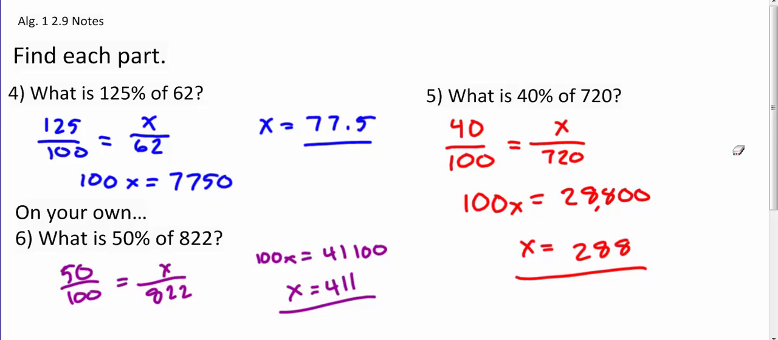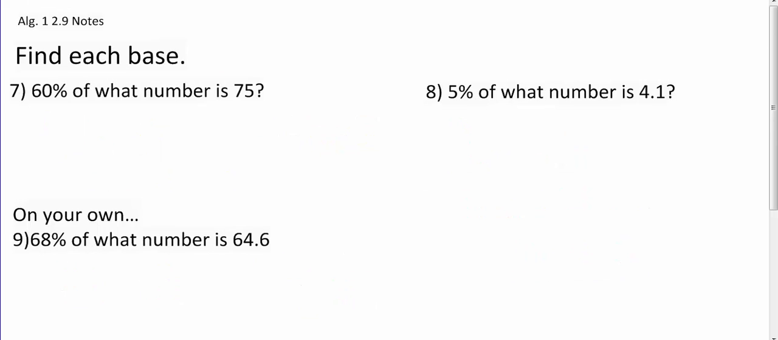I'm showing you this proportion method because there are times when the way we ask the questions could get a little confusing as far as which number goes where, and I just feel like these proportions are a lot safer way to do it, a way that will work regardless of which way we ask the question.